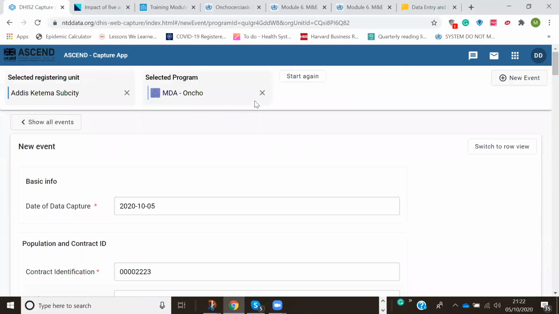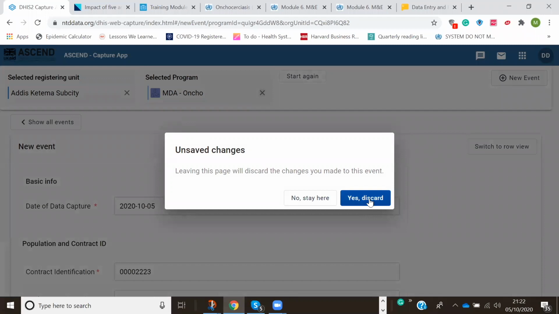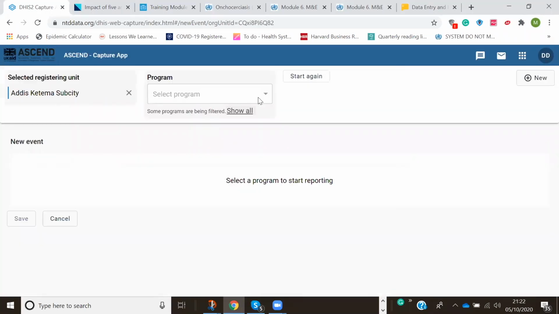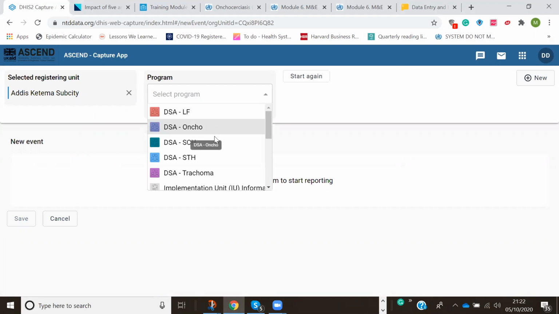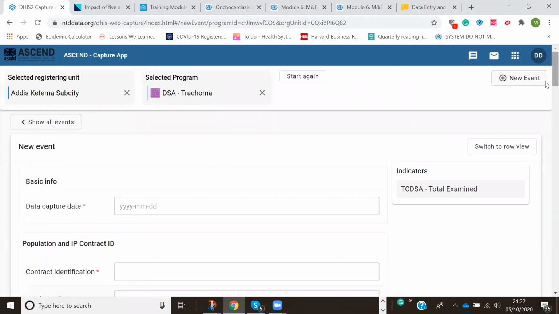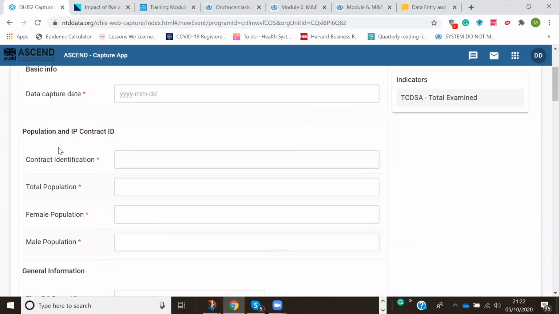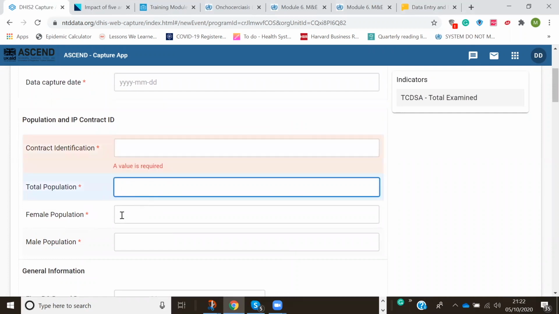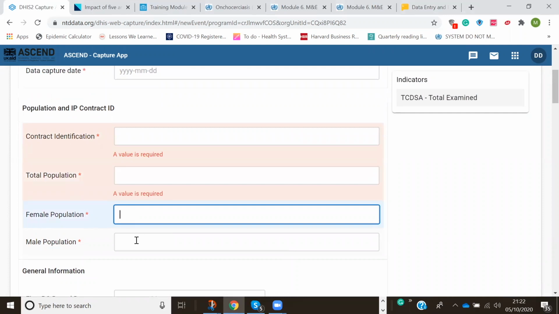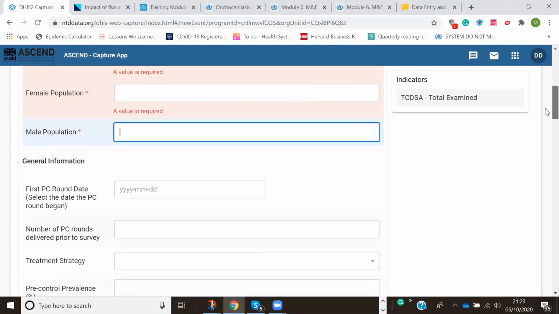From the database itself. Now, let's assume we are still operating in the same organization unit. Then you'll have to select here the DCA for trachoma. And for DCA for trachoma, you'll have the various data levels for reporting or data sections. So we have the basic information, as it was the case with the Oncho MDA data standards. Then you have the population and the IP contract, which is also the IP IU information we need to collect. We have the contract identification, we have the total population. Here we have the population granulated further into male and female, so that needs to be entered.